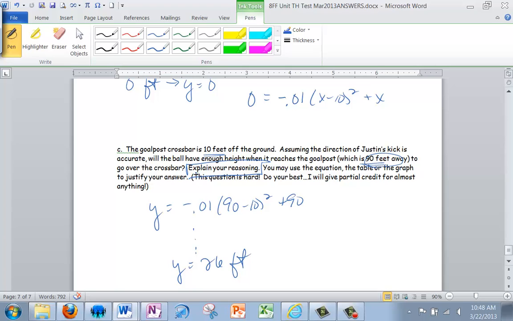Some of you didn't answer the question. Some of you did not explain. Some of you said, yes, he'll make it. That doesn't explain your reasoning. So what I would suggest is, and the answer is yes, he does make it, because when he kicks the ball and it's gone 90 feet, it will be 26 feet high. So when it's 26 feet high, that's higher than the goalpost, which is 10 feet. So therefore, it will go over it. So that's the kind of explanation that you need to make.